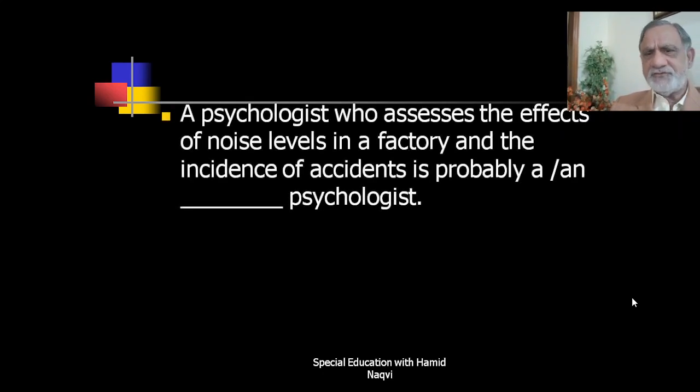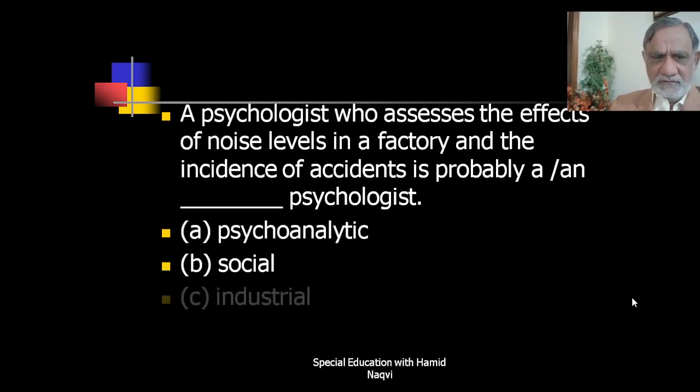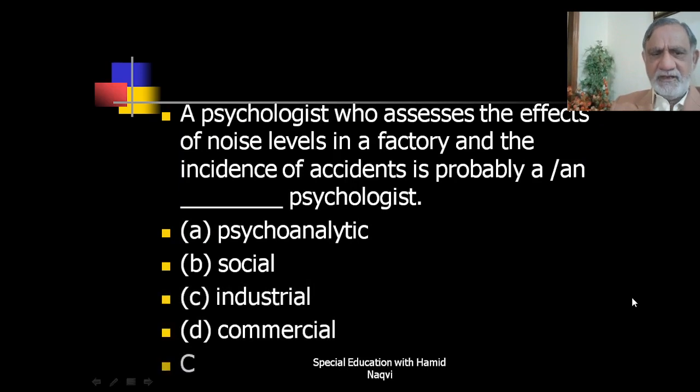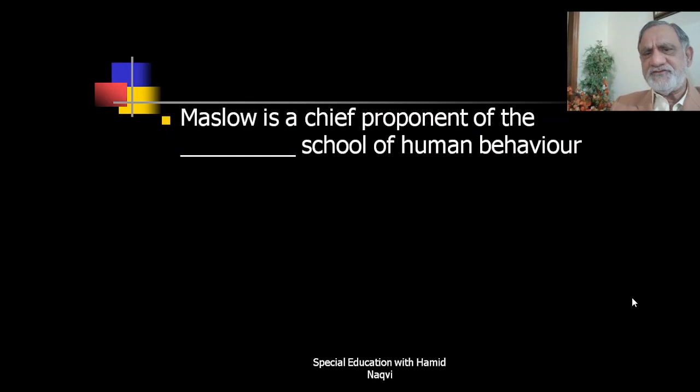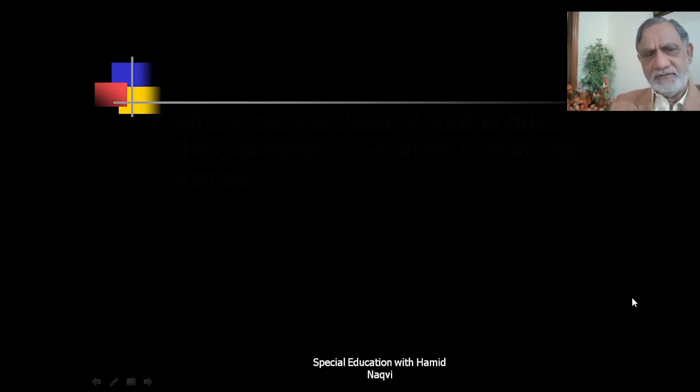A psychologist who assesses the effects of noise level in a factory and the incidence of accidents is probably an industrial psychologist. Maslow is a chief opponent of the school of human behavior, humanist school of human behavior.